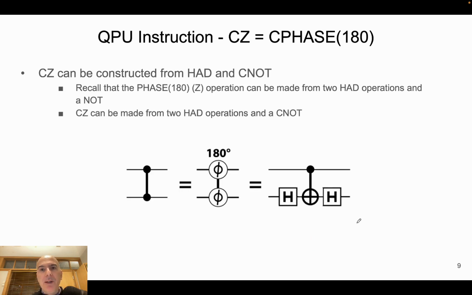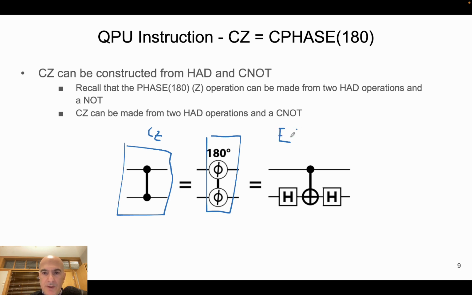We also probably remember the equivalence of different quantum gates. When we looked at equivalence for single qubits, we saw how to represent NOT with a Z or a phase of 180. We can see that CZ can also be constructed as a combination of Hadamard and control NOT. So this is the simplified notation for CZ, that is nothing else than a CPHASE of 180, and then we know that there is also this equivalent notation that is basically applying a Hadamard gate, a control NOT operation, and a Hadamard gate.